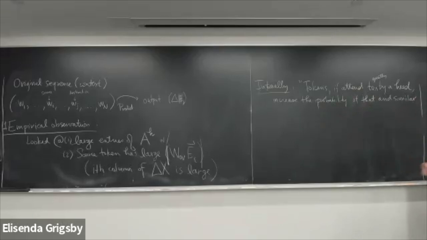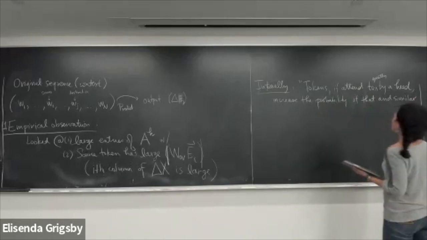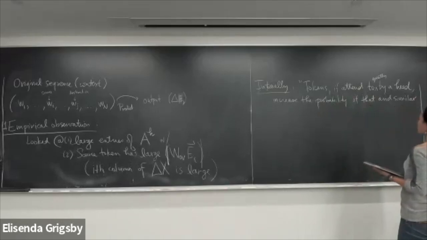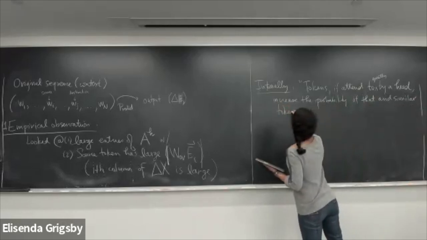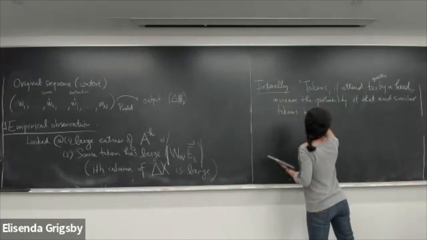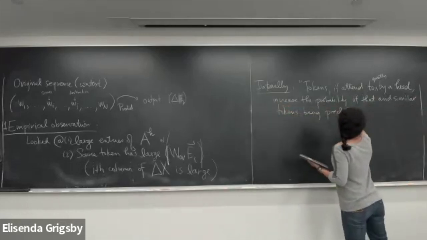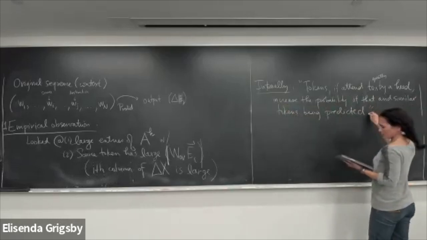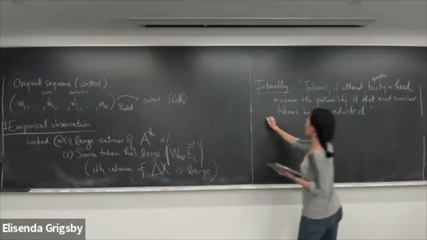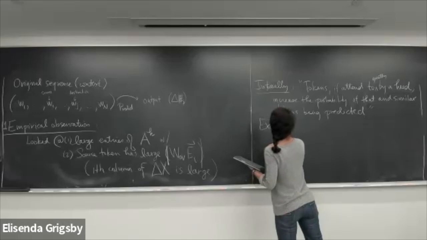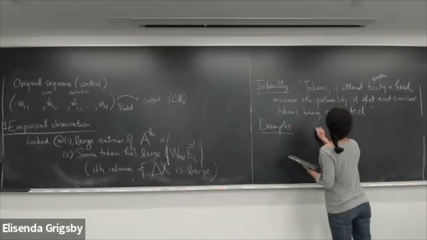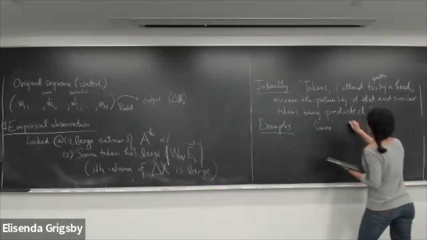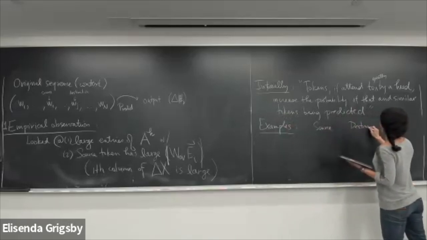Again, I'm not saying anything super precise. Tokens, if attended to greatly by a head, increase the probability of that and similar tokens being predicted. So they have some examples. They list some source, destination, and output tokens.